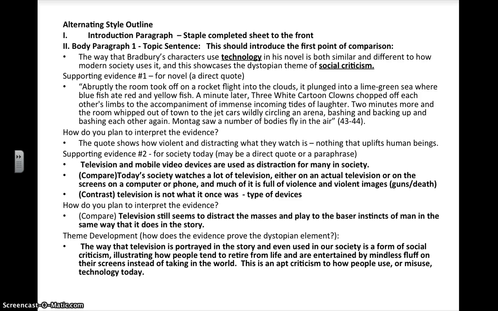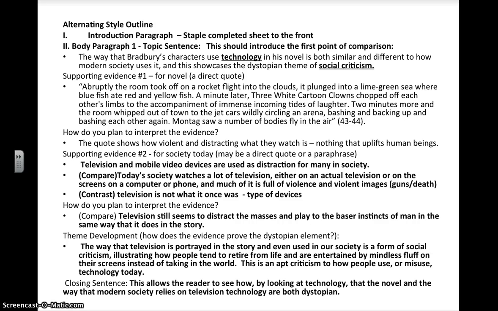So now I almost have the entire paragraph done. The last thing you always want to have in a paragraph is you want to put a button on it. You want to have some kind of closing statement. And what I have is, I said, this allows the reader to see how, by looking at technology, the novel and the way that modern society relies on television technology are both dystopian. In some ways, I have just taken my topic sentence and turned it on its head and tried to reword it. That's one way of closing out a paragraph, but you want to really restate.